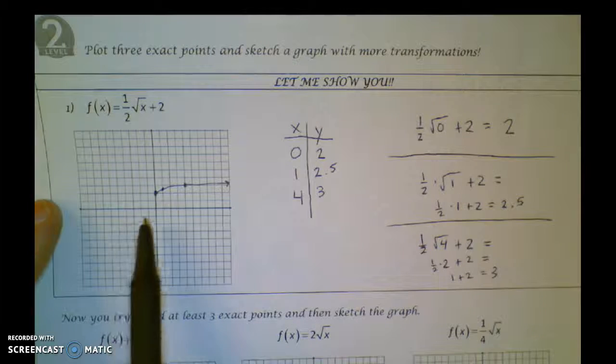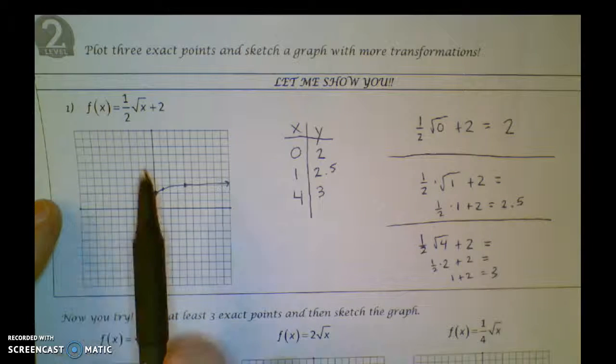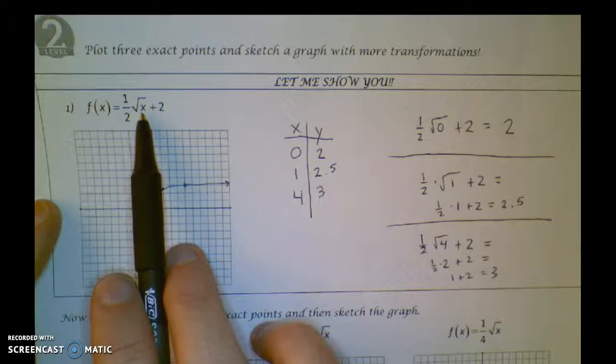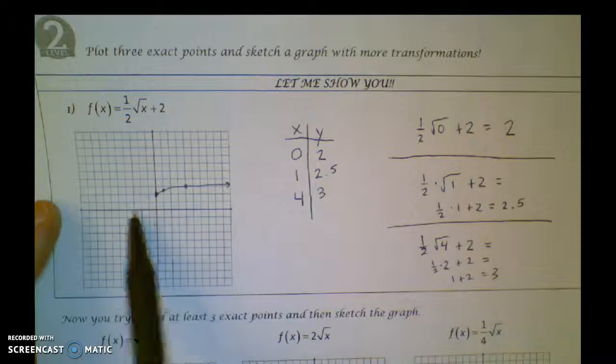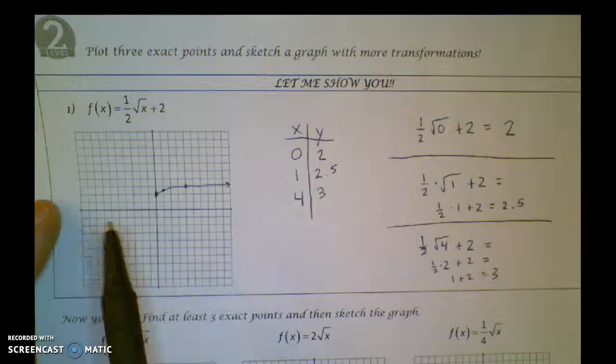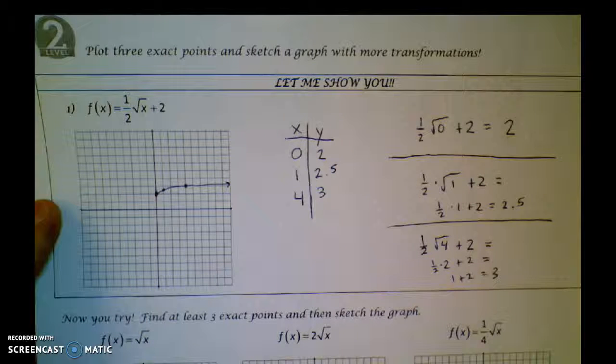Notice we do not have any values for negative x's, because if you plug in a negative x, it gives you an imaginary number, a complex number, which won't be displayed on this coordinate plane as we have it shown. So try the graphs on the bottom and get some more practice with graphing.